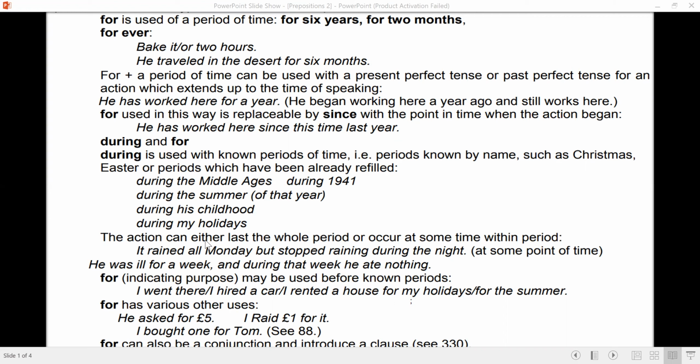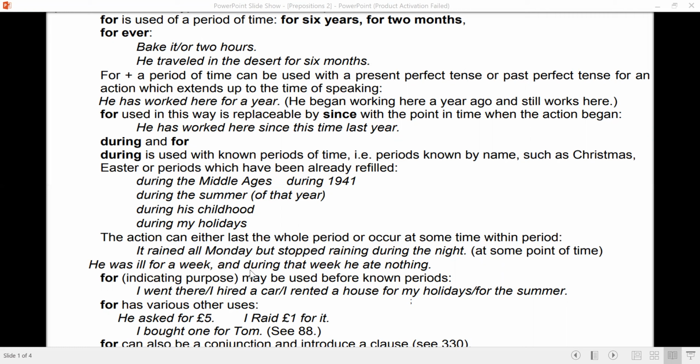All right. So the action can either last the whole period or occur at some time within that period. For example, it rained all Monday, but stopped raining during the night. So here the action took place at some point of time. It means we are referring to some point of time during the night.